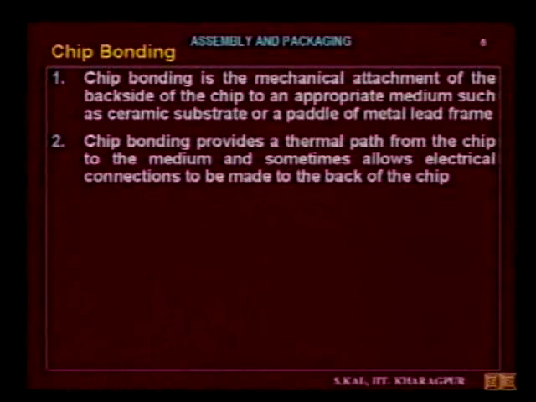Next, chip bonding provides a thermal path. Very important. Chip bonding provides a thermal path from the chip to the medium, and sometimes allows electrical connection to be made to the back of the chip. That means the chip bonding technique provides a good thermal path from the chip to the outside of the package.